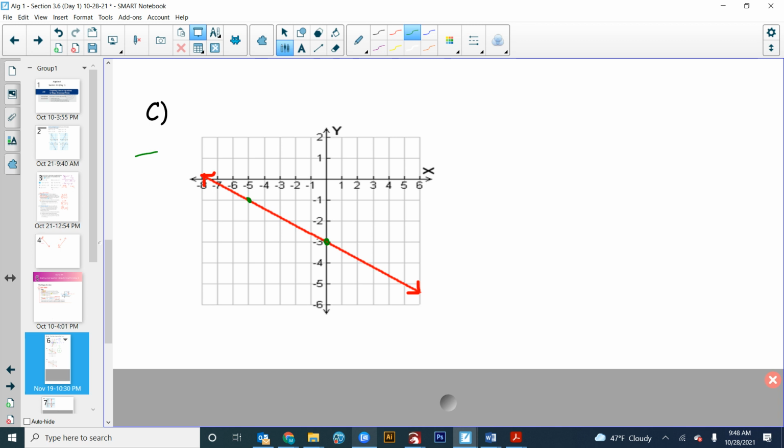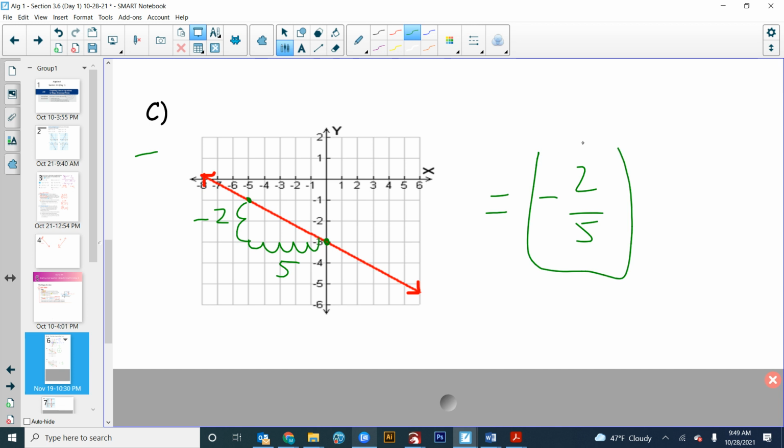Guys, I know this is review, okay, but we're going to do a lot more slope than you did last year. Believe me. What do we go down, guys? Down 1, 2, 3, 4, 5. To the right, so that's positive. What's my slope, Matt? Negative 2 over 5. Yeah, just say negative 2/5. Negative 2/5. Yep.